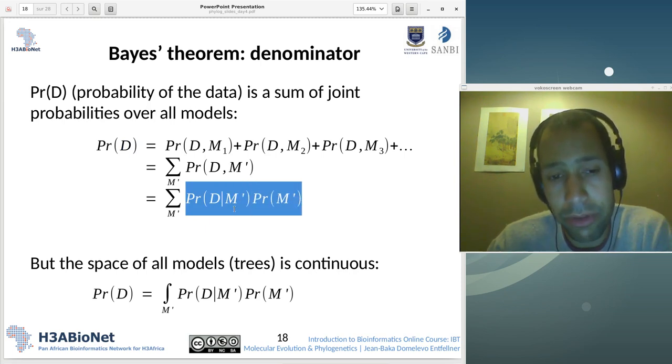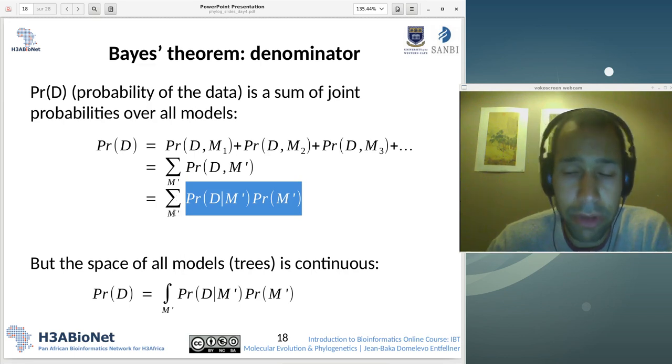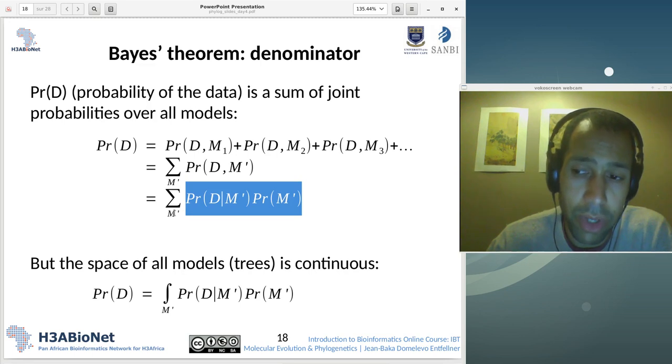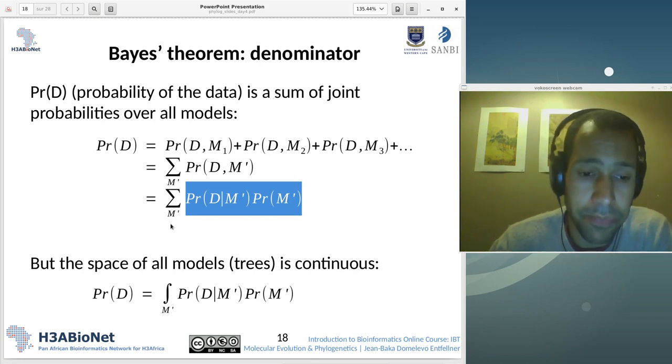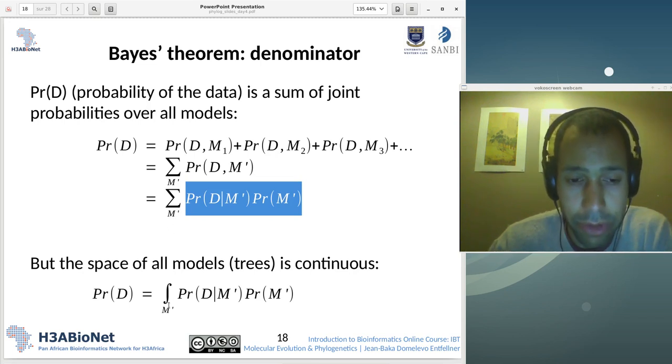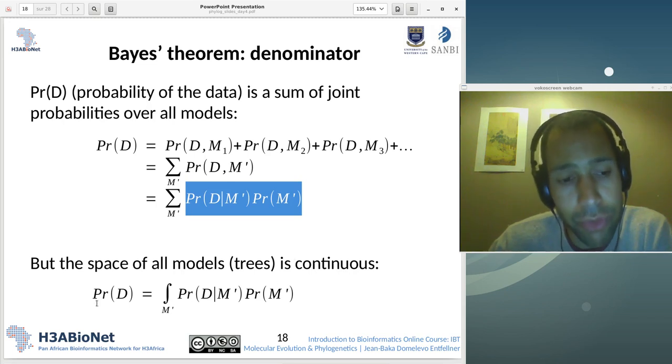But what makes the situation a bit more complex is that the space of all the models here is not discrete. So you cannot say I sum over the models M prime taking their values in a discrete, countable set. It's not like this, it's a continuous space. So we would write things like this using an integral instead of a sum. Okay, so that's what we get.